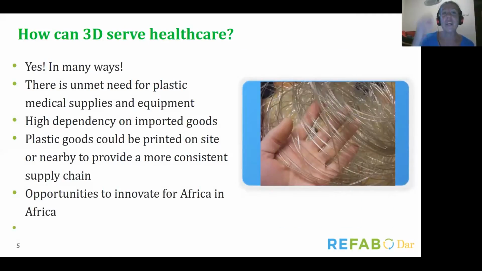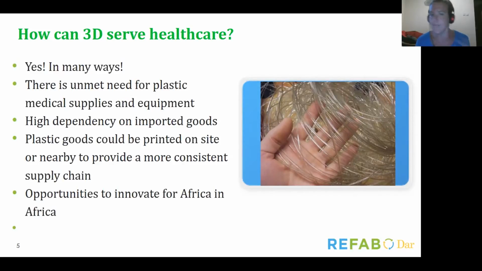Okay. So can 3D printing serve healthcare? Yes, there's no question. There's a lot of plastic in healthcare, and there's a lot of things we haven't designed yet. We could come up with brand new designs for products that have never existed before, that serve particular functions and needs, that are best made using 3D printers. But that's the next step.